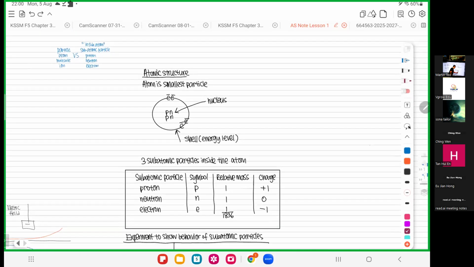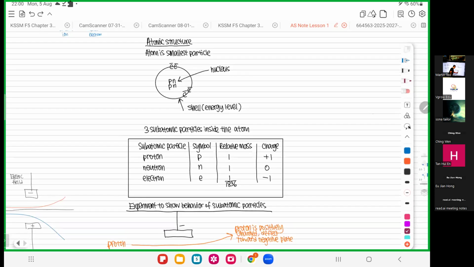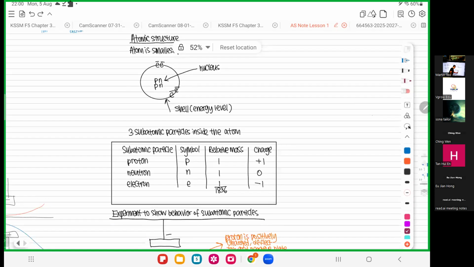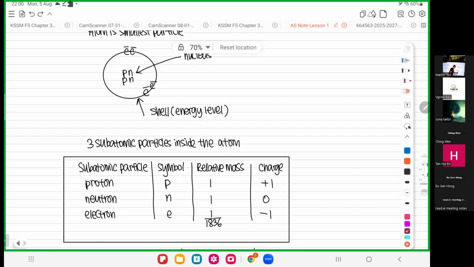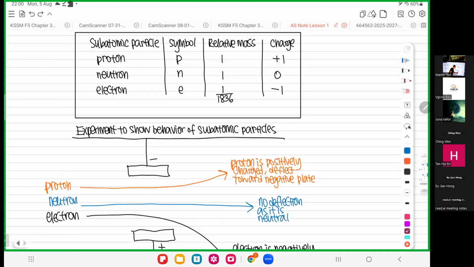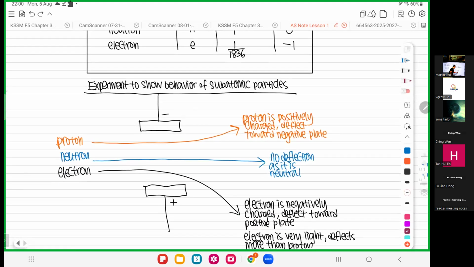We started with some introductory things. We learned about the atom as the smallest particle. We learned that there are smaller things inside the atom, called subatomic particles: proton, neutron, electron. We learned about their symbol, their mass, and also their charge. We also learned the behavior of proton, neutron, and electron.